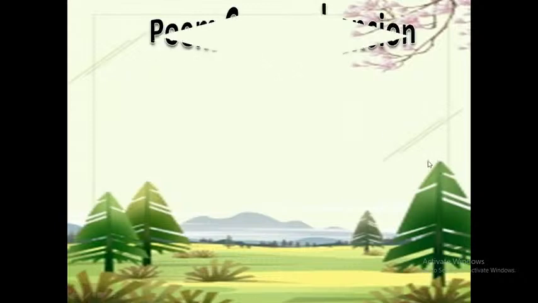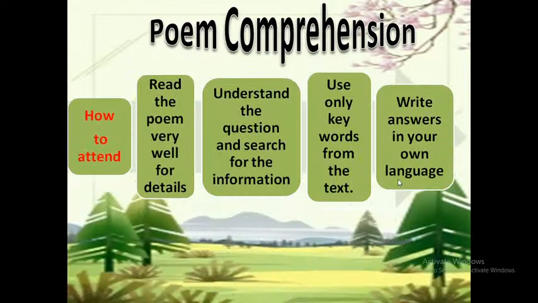Now, what is the third thing? Let's see in the third slide. How to attend. Now you understood the purpose of the poem comprehension, why these questions are given. And second, you understood the methods of evaluation, how the examiner is going to check your comprehension skill. And you know these two.